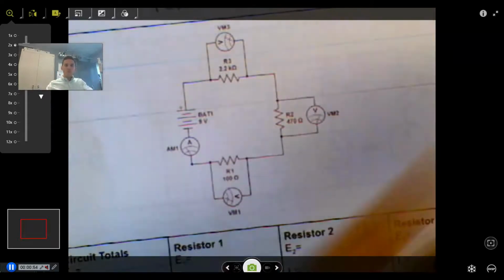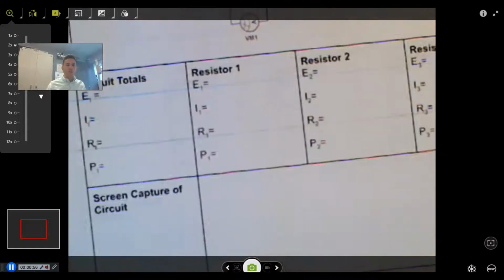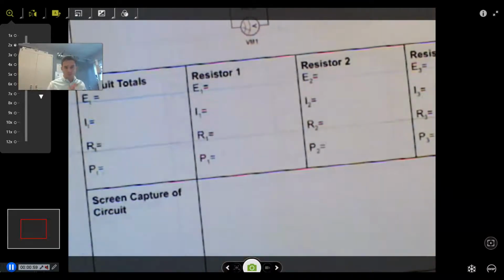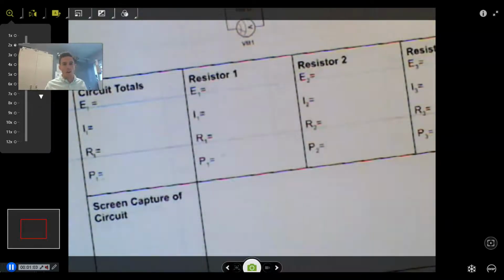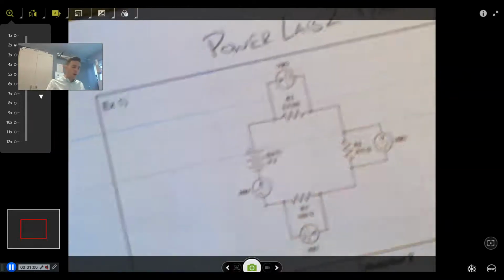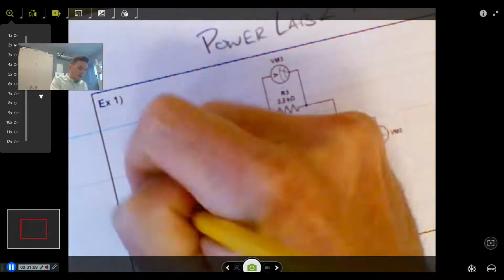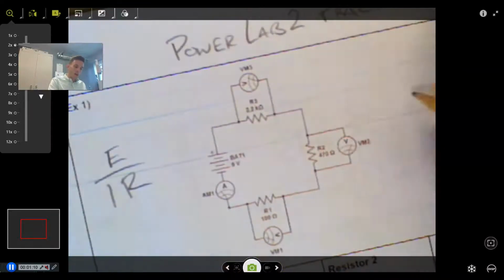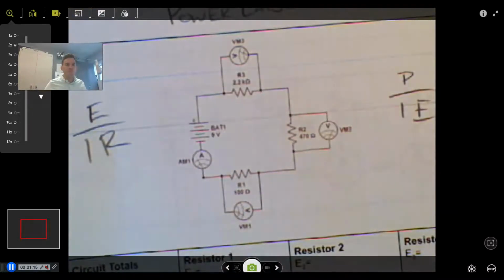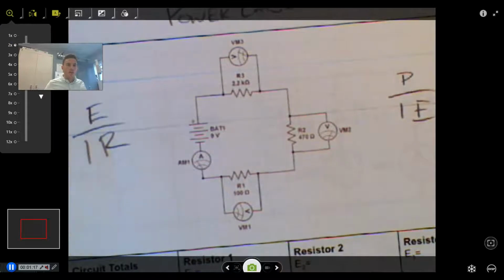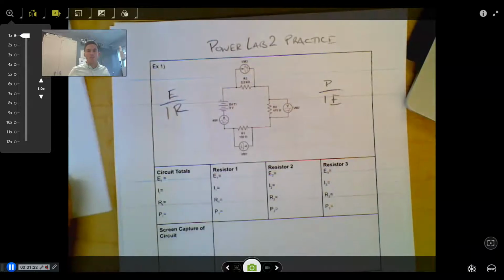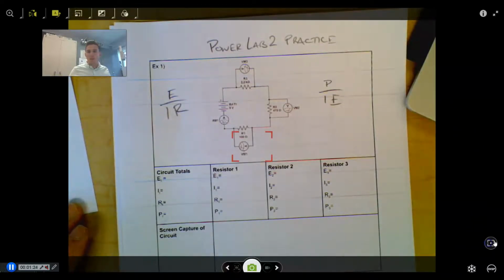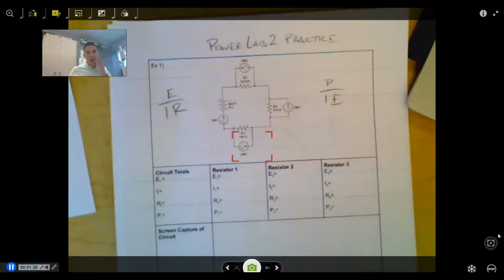So the first thing we really need to do is we can basically ignore all the power stuff to start with. And we can just start off with Ohm's law and Kirchhoff's law, right? So again, Ohm's law is E over I times R. Power is P over I times E. And we can really start to look at this problem here. Let's see if I can focus this camera a bit better.